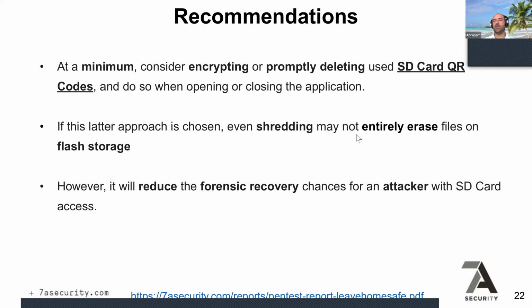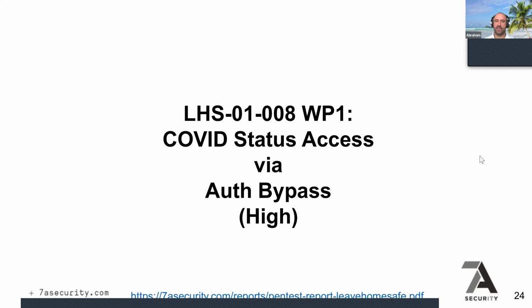But even shredding would not be entirely safe because of flash storage. Shredding is when you overwrite with garbage and lots of different writes just to try to prevent forensic recovery. But even this is not very reliable on flash storage. So the better solution, if you really need to use the SD card, would be to encrypt it first, and then there would be no problem with forensic recovery or anything, right? These would be some of the ideas for mitigation.